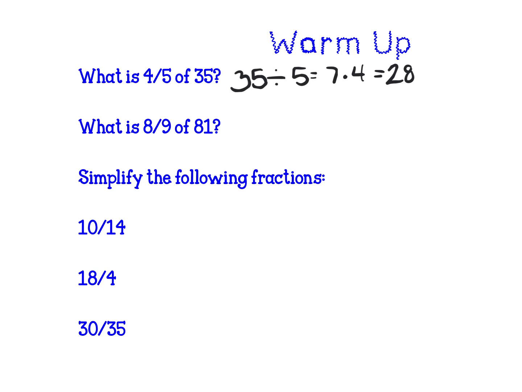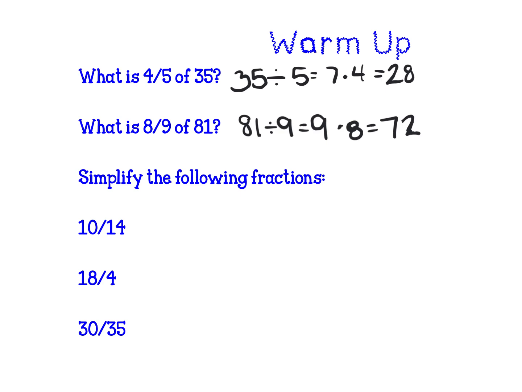Anna, what'd you do for 8/9 of 81? And what'd you get? Good. So start by splitting it into ninths, which is 9, and then you want 8 of those groups of 9, which gives us 72.